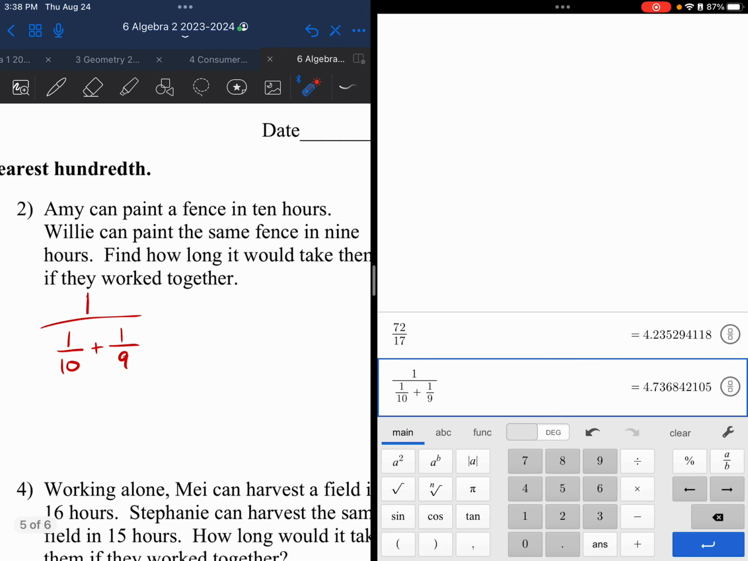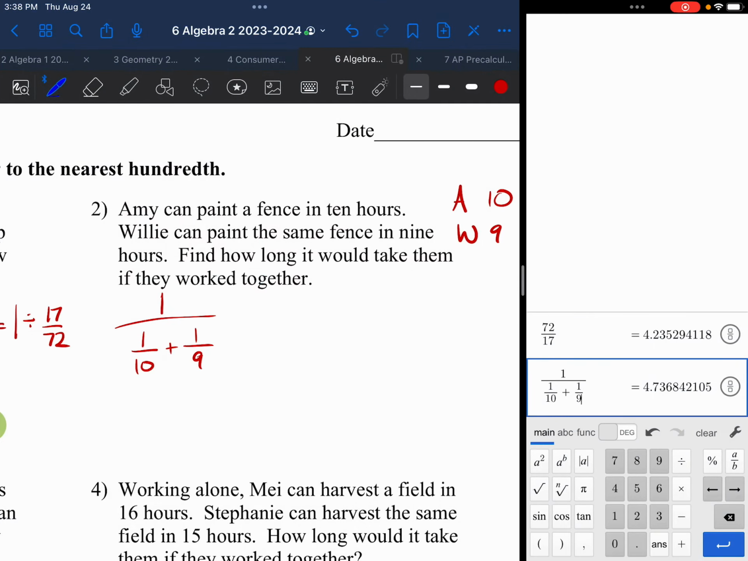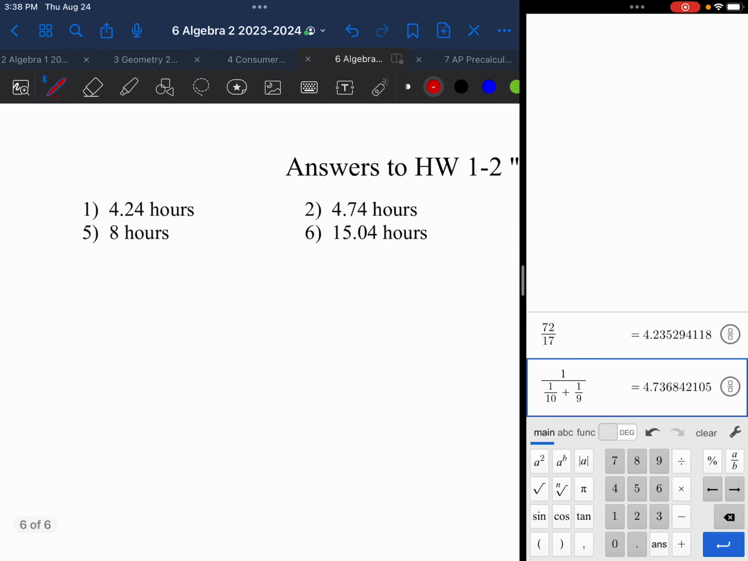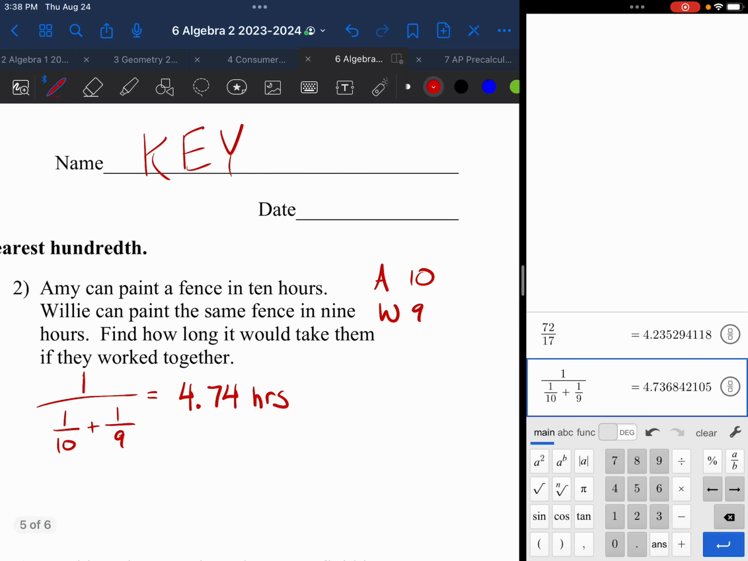And then there's a trick beyond this. This is going to be equal to, I want red. This is going to be equal to 4.74 hours with a calculator. And 4.74 hours is correct. So I'm going to come back here and I'm going to say, good job, Mr. Sindel. I got it correct.